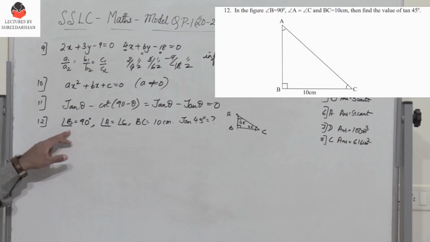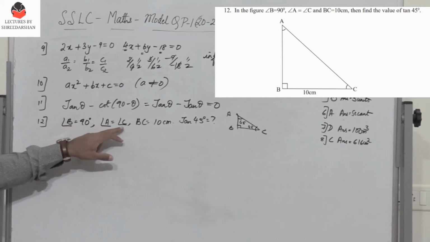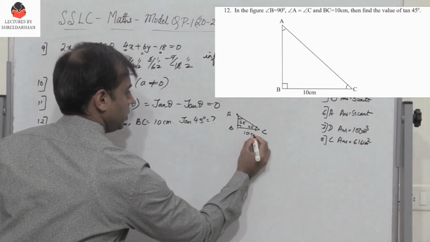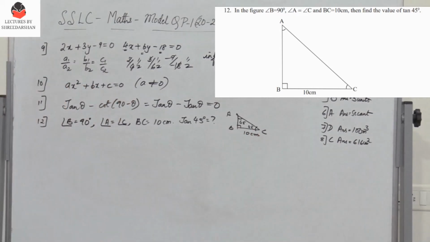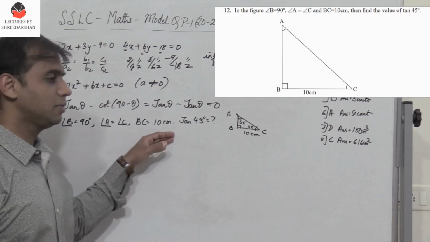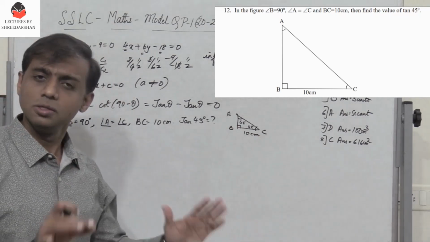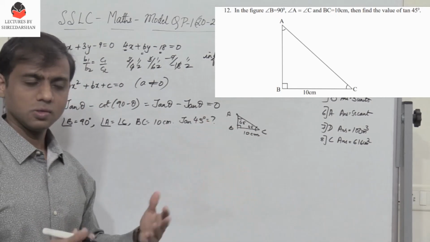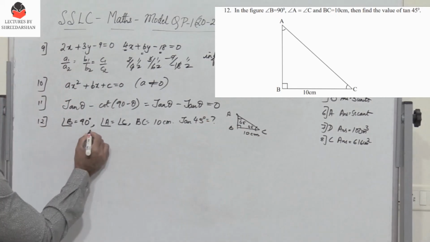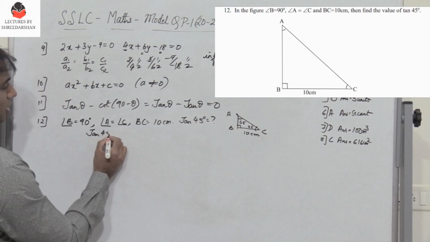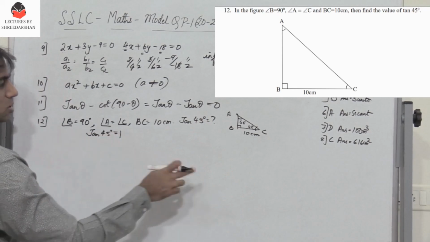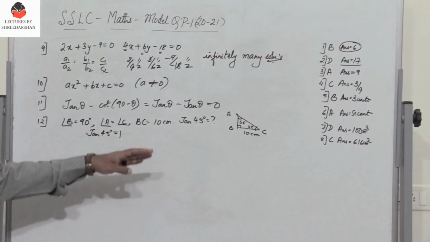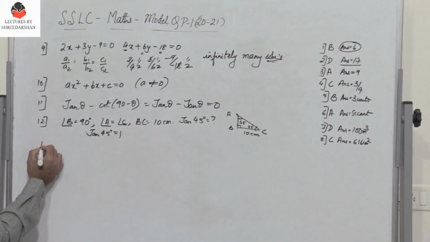So it's been given that angle B is 90 degrees and angle A equals angle C and BC is 10 centimeters. So we need to find tan 45. So all the data which is being given is absolutely redundant. So you don't have to waste time because tan 45 is known to us. So we know that tan 45 is 1, so you can just write tan 45 equals 1. So there is no need to have all the data. If tan 45 is asked, you just write it as 1 and that is it.